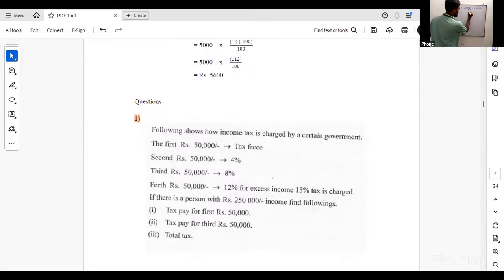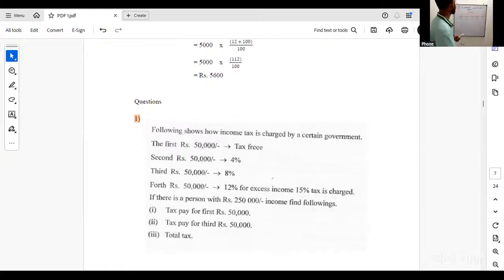250,000. You can divide this into 50,000 parts as 50,000 plus 50,000, that's 100,000, then plus 50,000 it becomes 150,000, plus again 50,000 it becomes 200,000, plus 50,000 now it becomes 250,000. Now in the chart they have given the first 50,000 is tax free. That means you don't need to pay a tax for this. Understood? Second 50,000, you have to pay a tax of 4%. Third 50,000, a tax of 8%. Fourth 50,000, a tax of 12%, and for the excess you have to pay 15% tax.